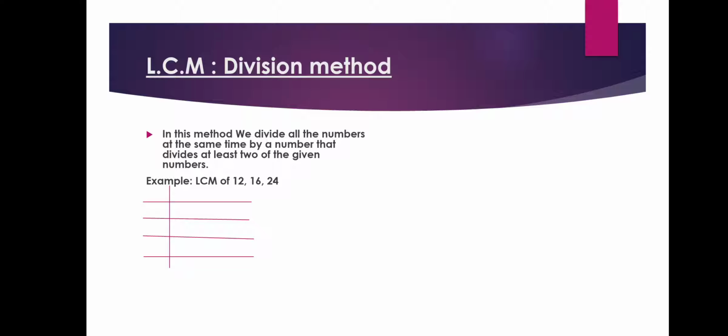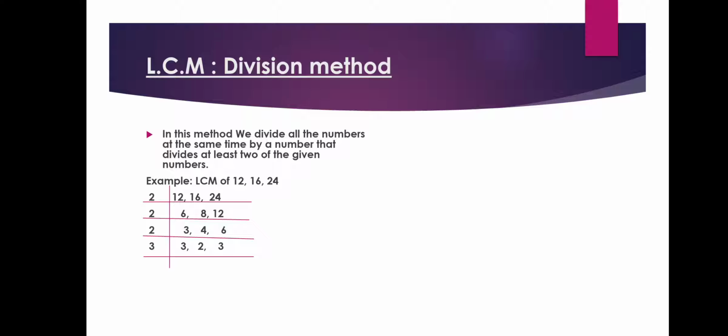We have to find the LCM of 12, 16 and 24. It means we have to divide the numbers by a given number. Here let us take the divisor 2. So when we are taking the divisor 2, 2 6s are 12, 2 8s are 16, and 2 12s are 24. Now again there is a common divisor 2, so we can divide the numbers again by 2. So 2 3s are 6, 2 4s are 8, and 2 6s are 12.